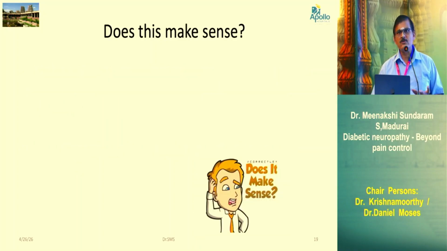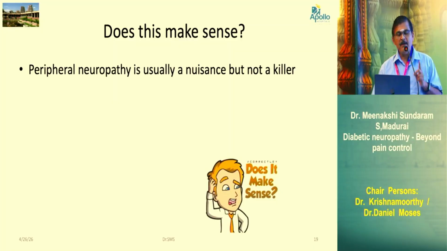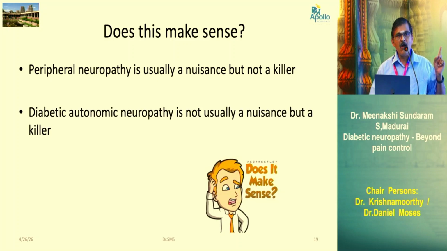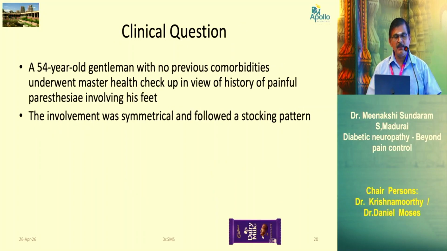How does it make sense to us? How does it become relevant to us? The relevance is that peripheral neuropathy is a nuisance, pain, all those things. But autonomic neuropathy is a killer. So let us focus on something which is preventable. What is preventable is autonomic neuropathy, and that's the reason why I put up that slide.